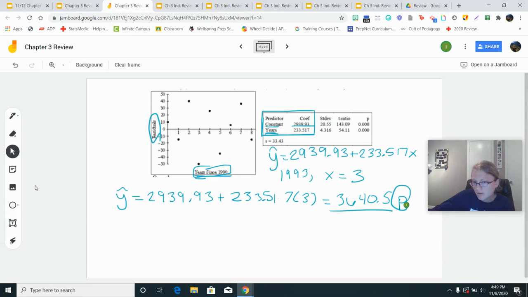Now, let's say I wanted to use the residual plot to backtrack and find the actual. Could I do that? I could. So if I go to x equals 3 and then go down to the residual, here it is. So I'm going to estimate. This is looking like negative 50.